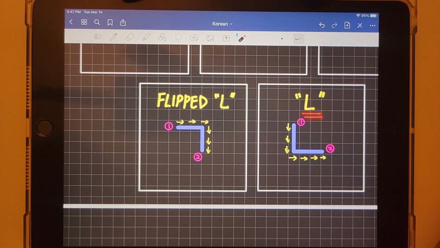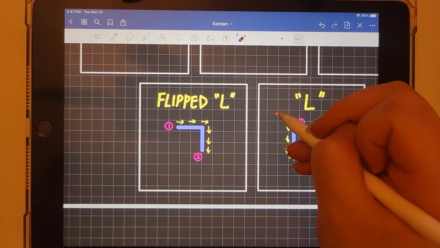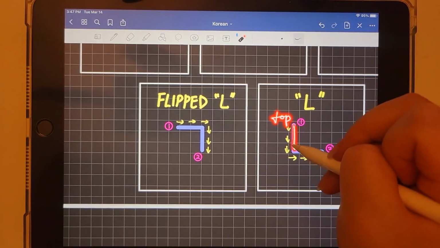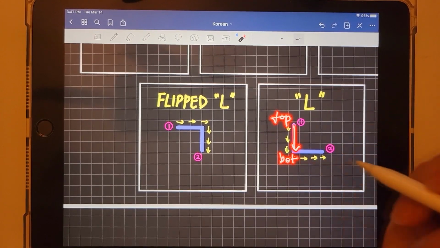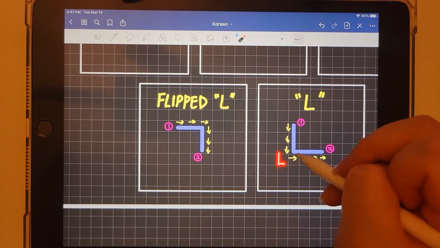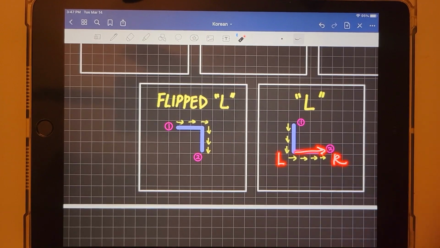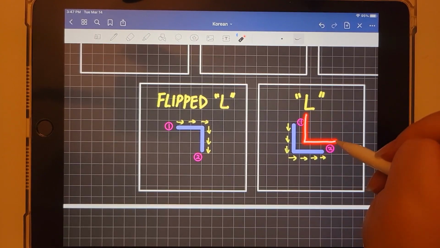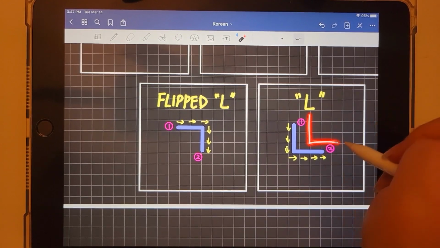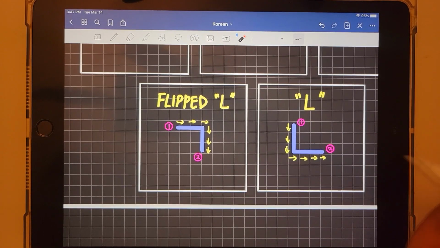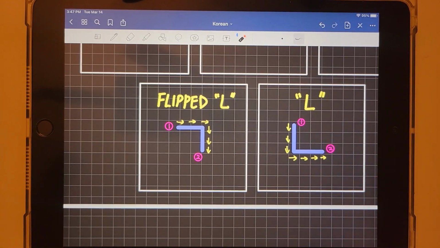Next is going to be the L. As you can see, top to bottom. And then we have left to right. And it is also a single stroke. As you can see, my pen doesn't leave the screen. It's just one stroke. It's one line, just bent in one corner.